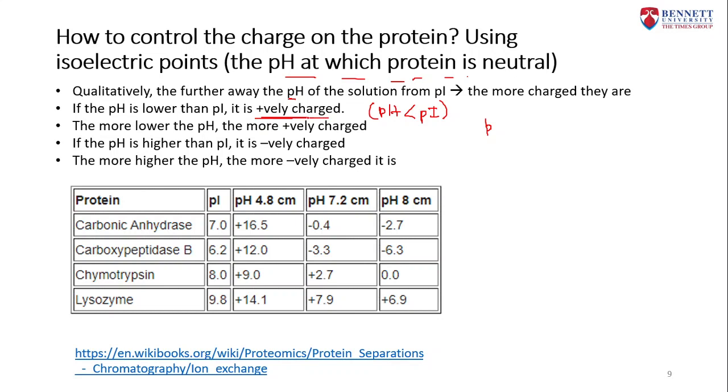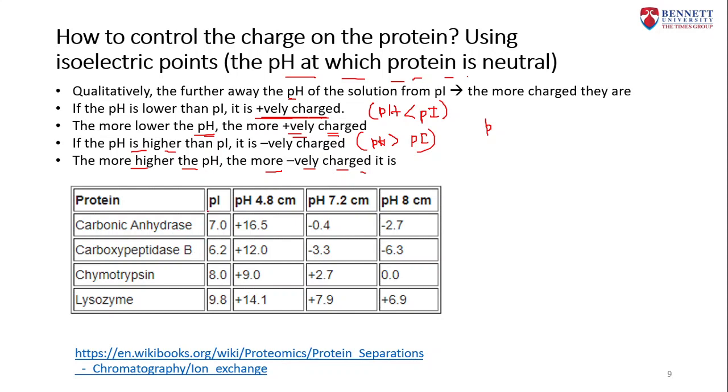This is what we already discussed and showed you. The lower the pH, the more positively charged it becomes. If the pH is higher than the pI, it becomes negatively charged. The higher the pH, the more negatively charged it will become. So you can calculate this by Henderson's equation. We have shown this. So let's see how this is operational.